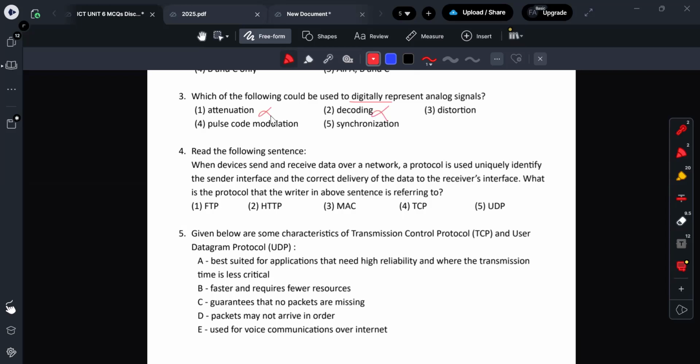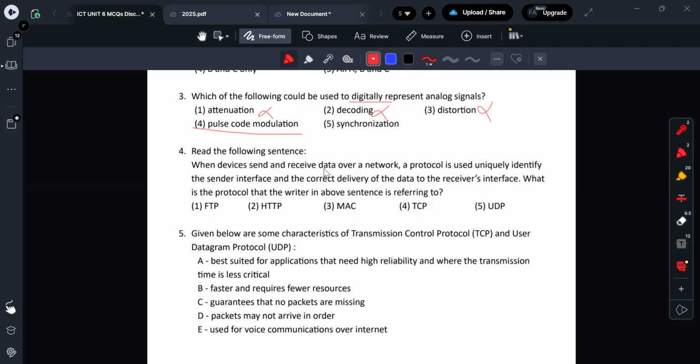Distortion means an unwanted alteration or damage to the original shape of a wave. So yes, the answer is pulse code modulation. What is pulse code modulation? This is the process used to change an analog wave, for example a human voice on a phone, into a digital data stream, zeros and ones. So you know there are 3 steps of that, which is what?